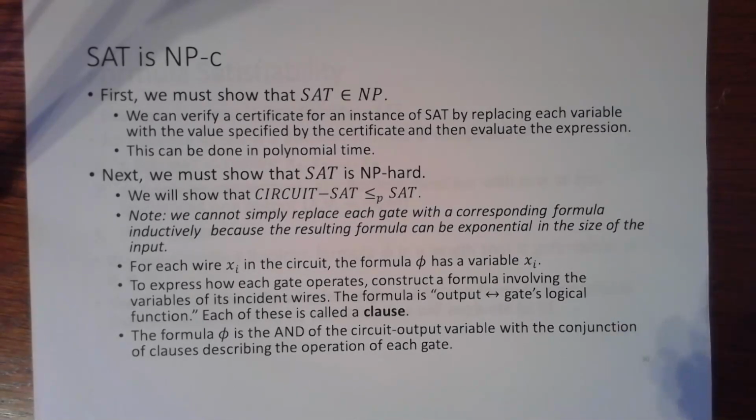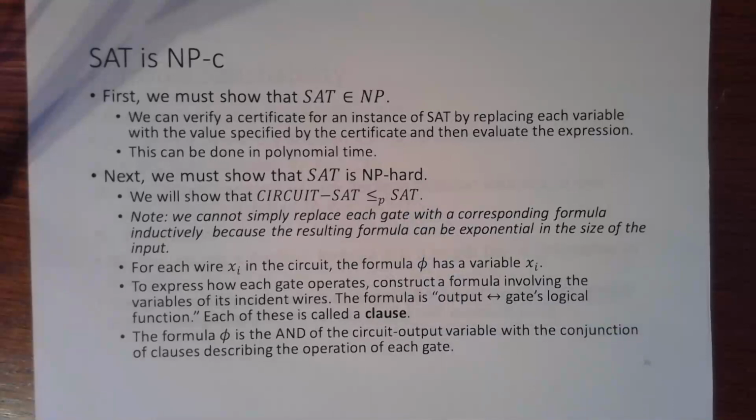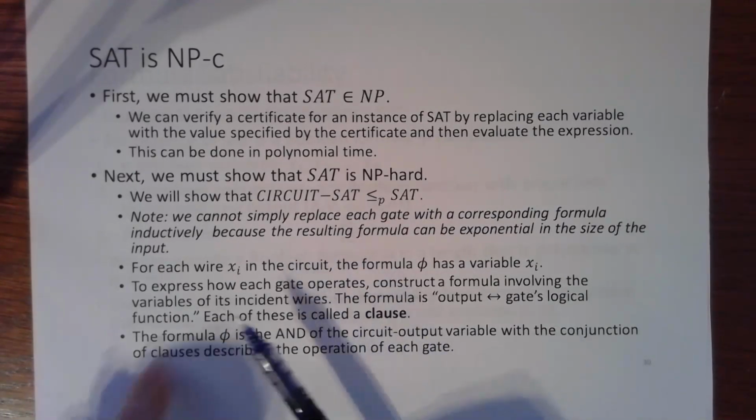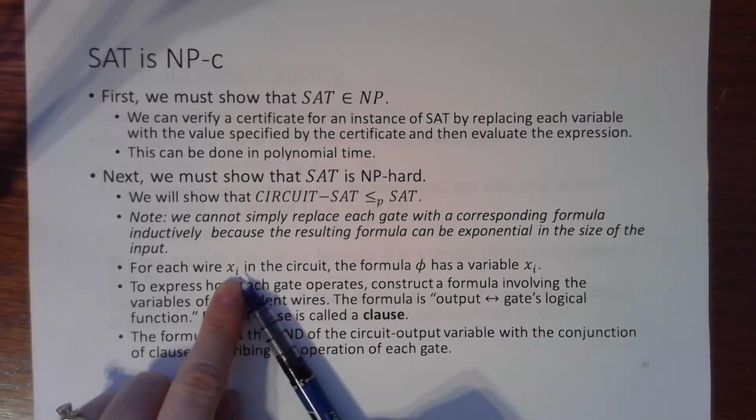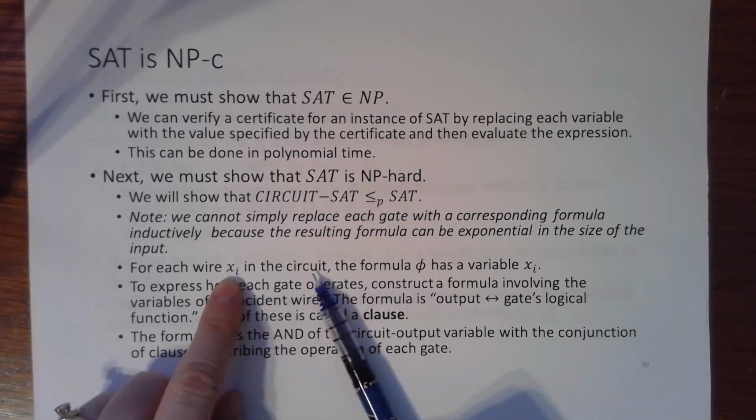So there's a different algorithm that we need to use to do the mapping from circuit satisfiability to formula satisfiability. What we're going to do is go to every wire. We're going to label every wire in the circuit.